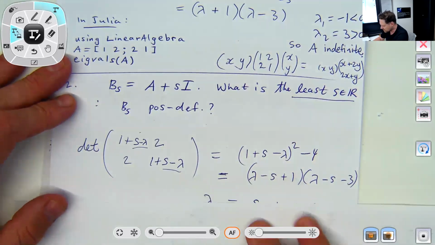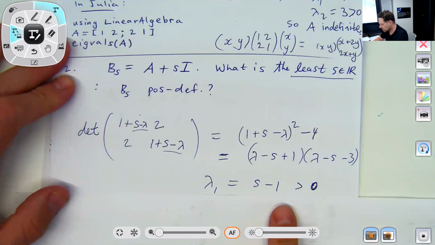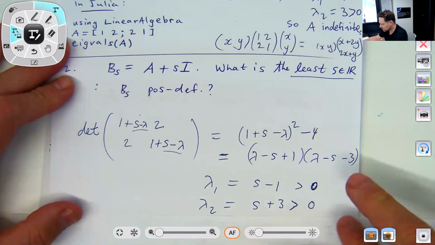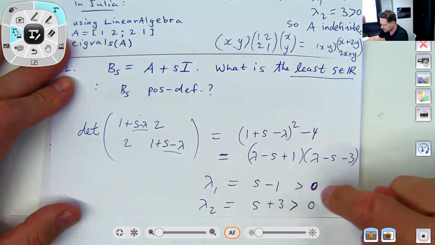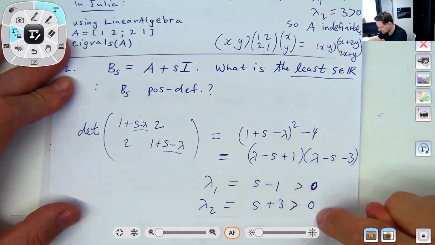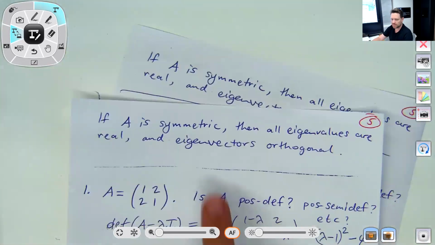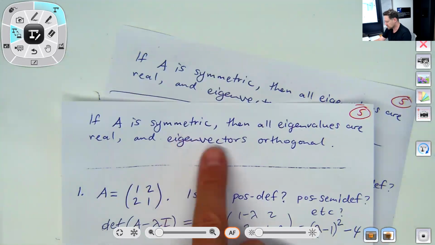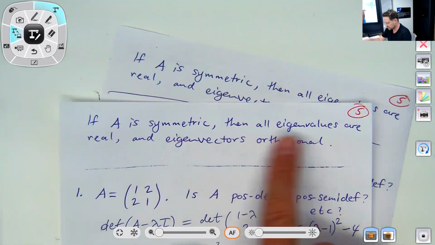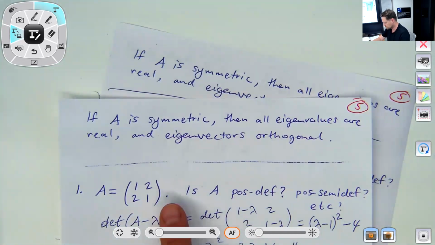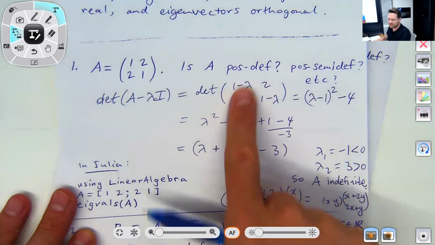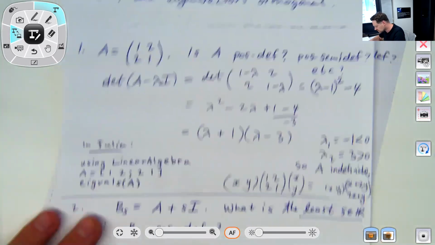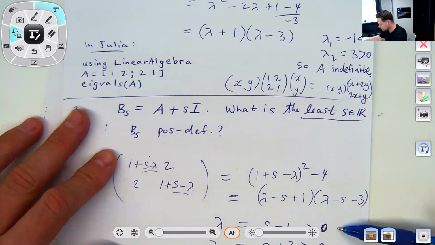So we have S minus 1 and S plus 3. Since we ask for this to be positive definite, we put on these inequalities and say this has to be positive and this has to be positive, and that is because of the point up here at the top: if A is symmetric, all of the eigenvalues are real. Oh, sorry, I'm looking at the wrong thing. What I'm trying to say is positive definite. Never mind, forget that. Positive definite, so these two are positive.